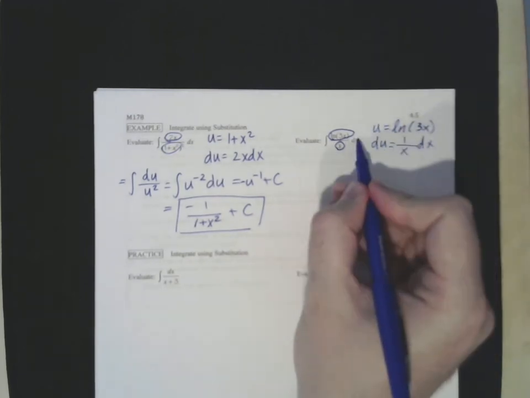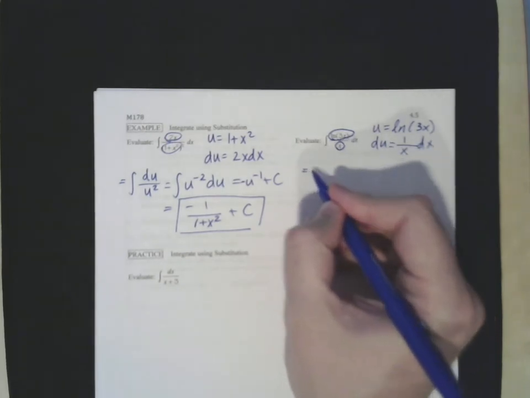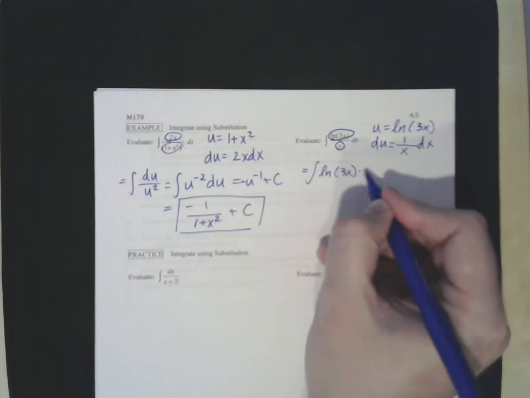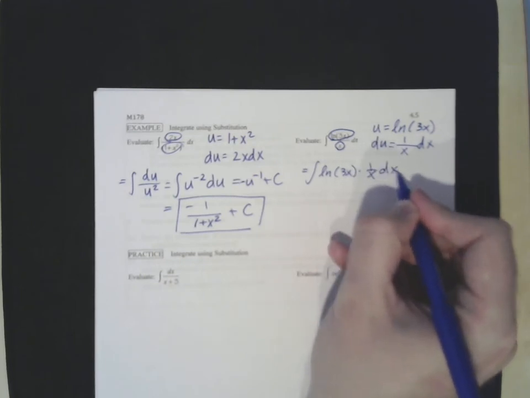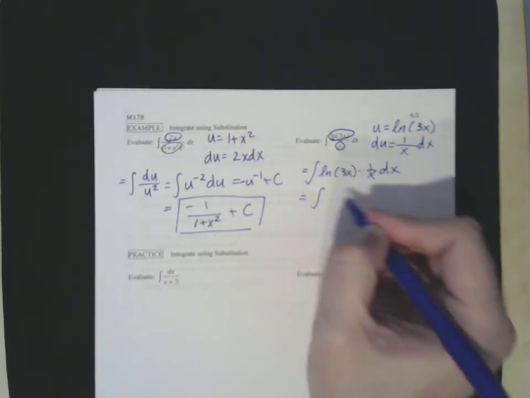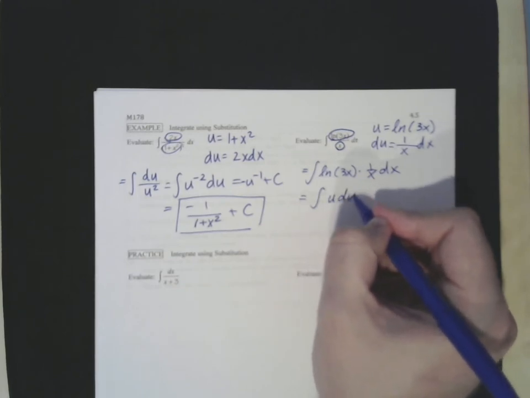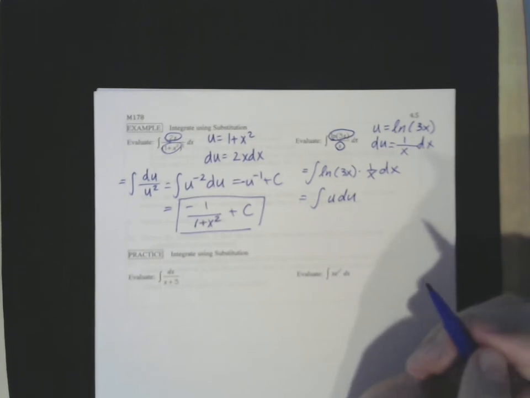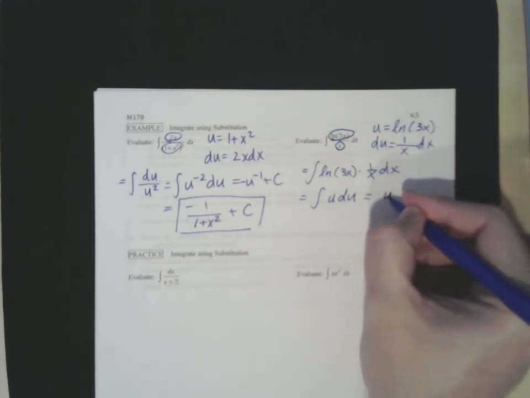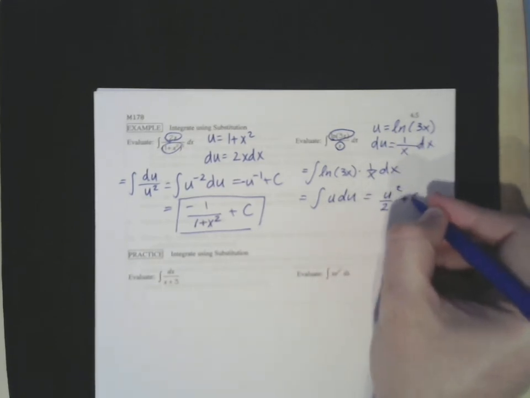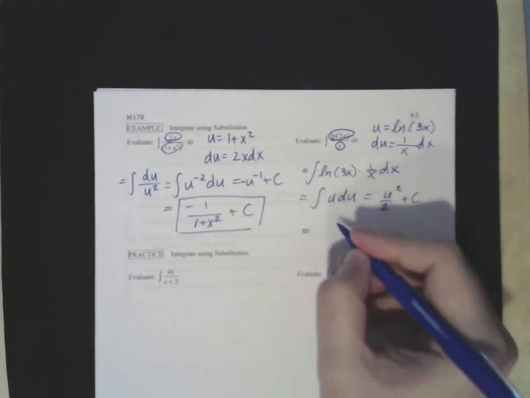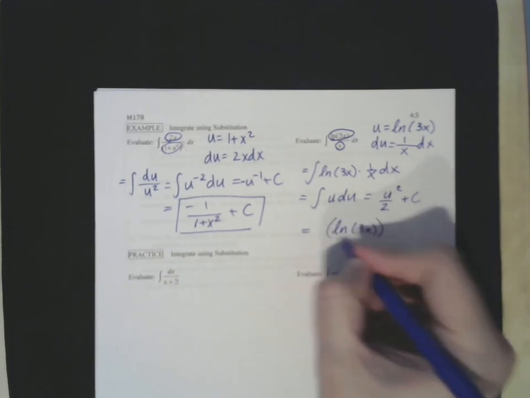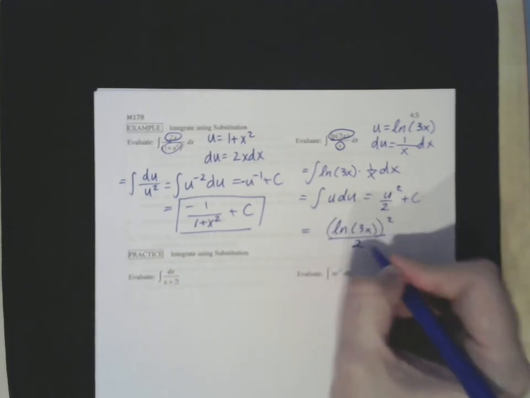Well, we do have that. We have 1 over x dx. So this is really the integral of ln 3x times 1 over x dx, or the integral of u du. Again, we have our u to the r with r equal to 1. So the antiderivative now is u squared over 2 plus c. Switch back to our x's. This is ln 3x, quantity squared, over 2 plus c.